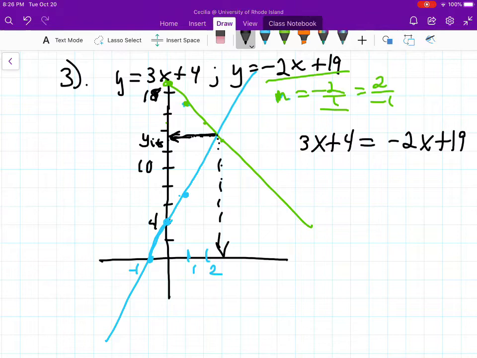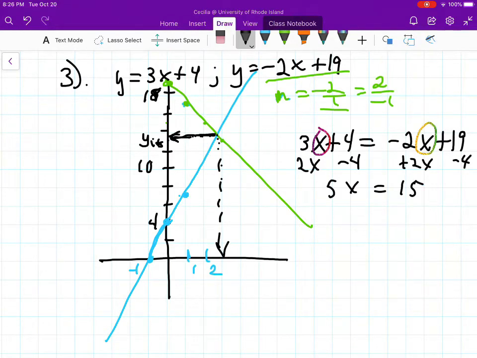So 3x plus 4 equals -2x plus 19. And here you notice that we have a single x in each of these, so all we need to do is solve for x, using all the techniques we always use for solving linear equations for x. So we're going to get x on one side, and we're going to subtract the 4 from both sides so that we have 5x equals 15. And if we divide by 5, we'll get that x is going to equal 3. So this is the x-coordinate of the point of intersection.